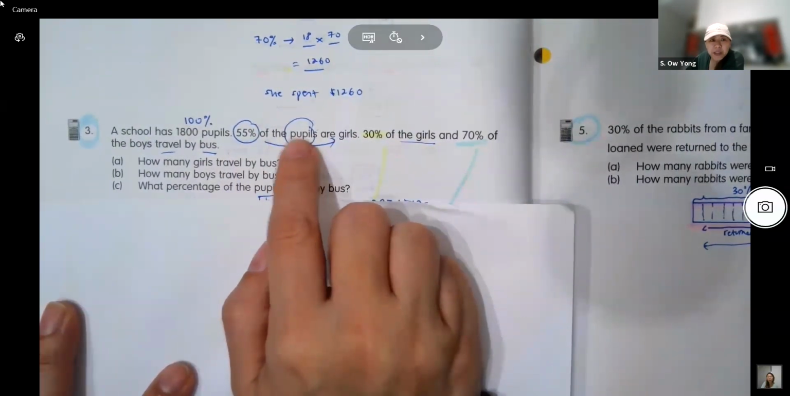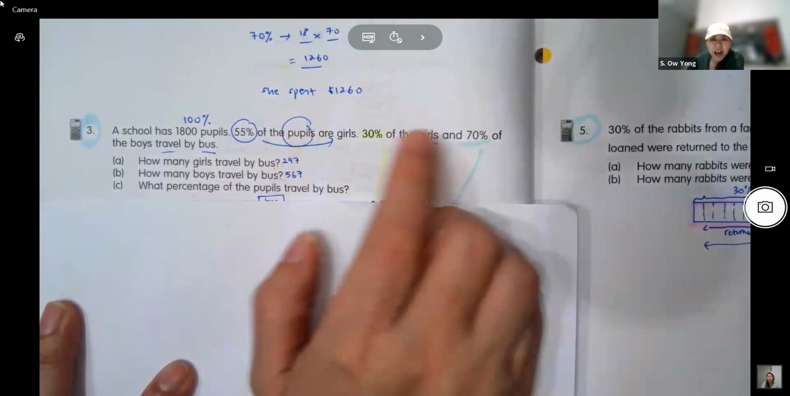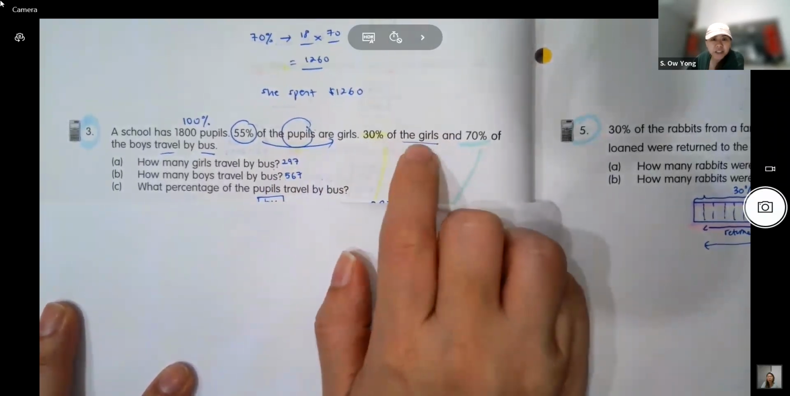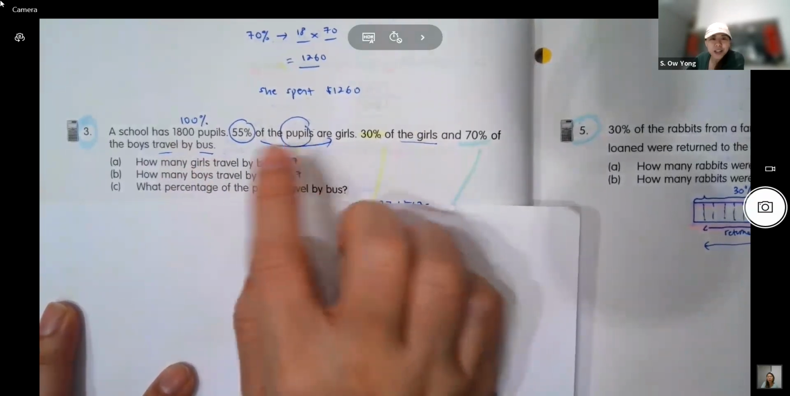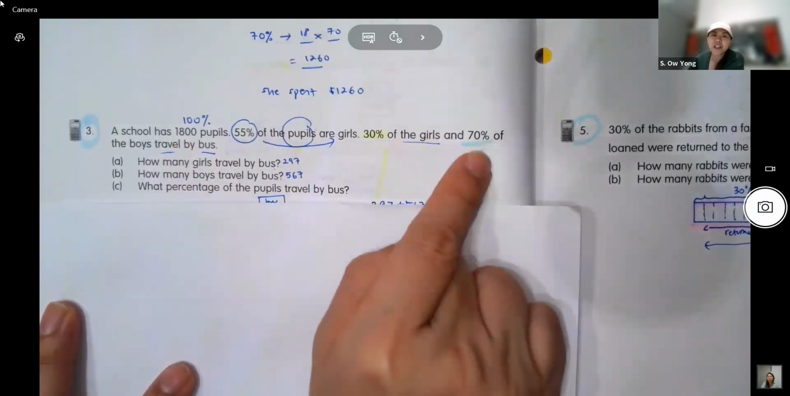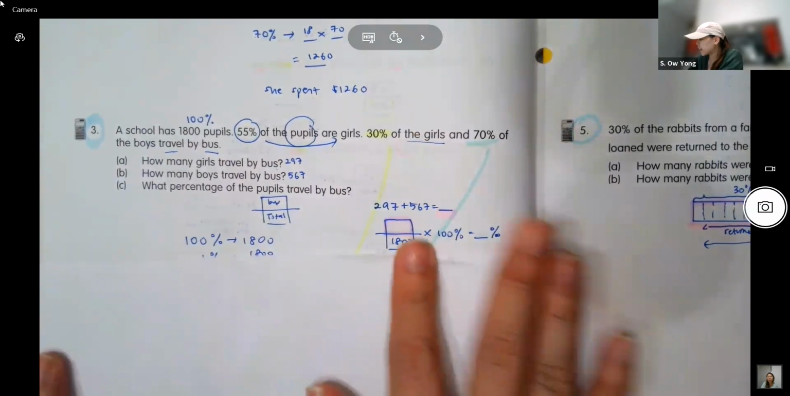is of the pupils. So this pupils is the 100%. However, this 30% is of the girls and the 70% is of the boys. So actually all these percentages, they don't have any connection. They don't come from the same home. Okay, so with that, take note.